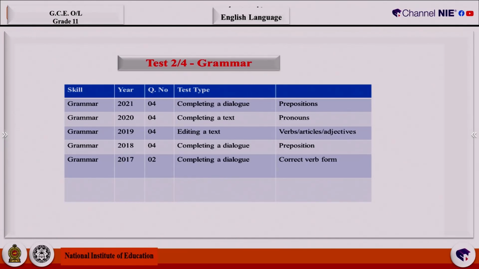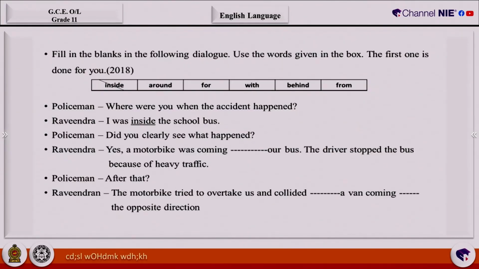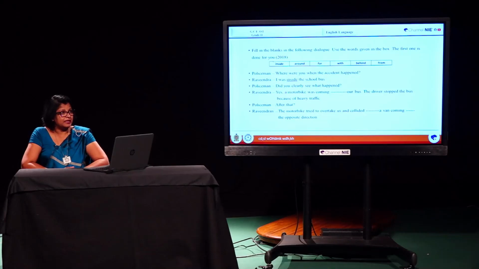So now you can see how this question appeared in the papers from 2017 to 21. Therefore, you should have a very good knowledge about these areas in order to answer this question very confidently and successfully. Now, this is one example. There is a dialogue and you have to complete the dialogue with appropriate prepositions. This is one example.